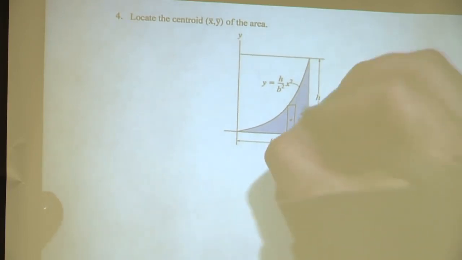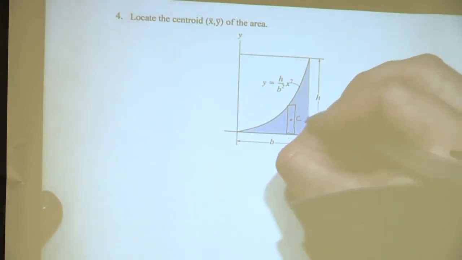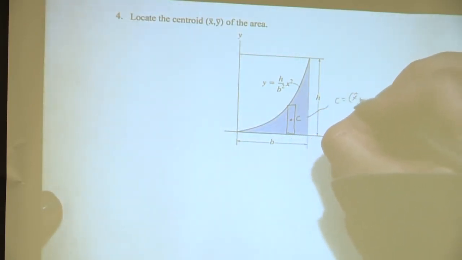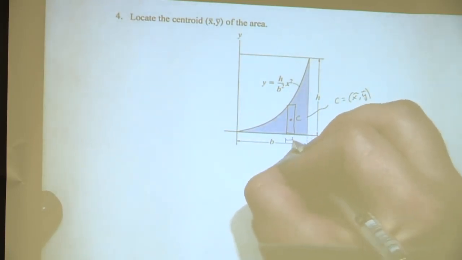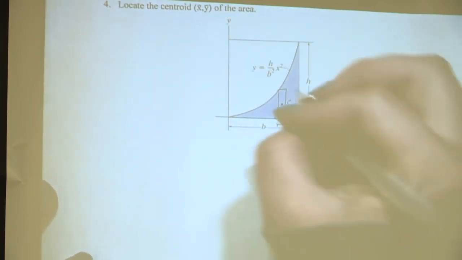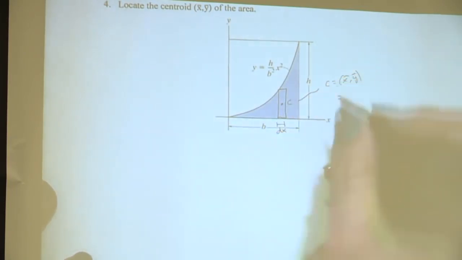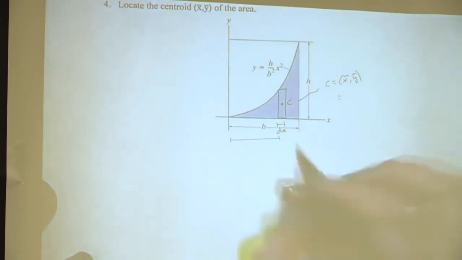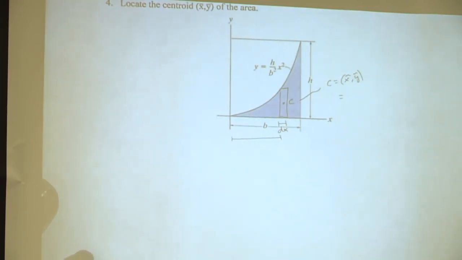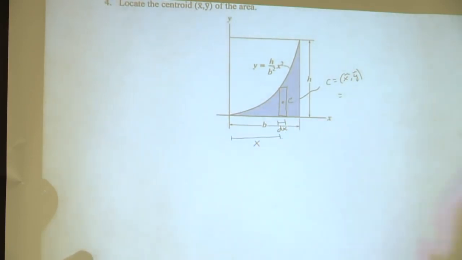It takes a while. Okay, so this is the centroid. And so C is equal to x comma y. Okay, so what do we need to label right here? dx. So that's our differential element, dx. And what is this distance right here? What can we call that? To here to here. X bar? Or X squiggly? Okay, so let's call that X.